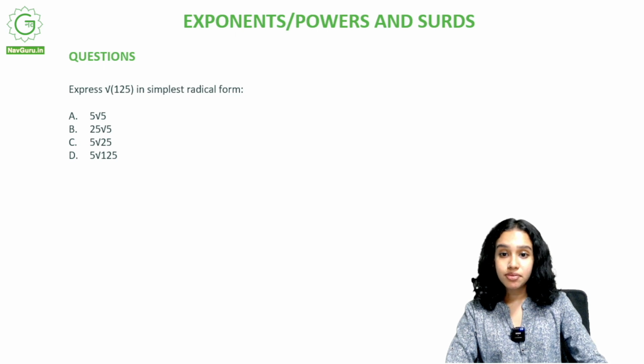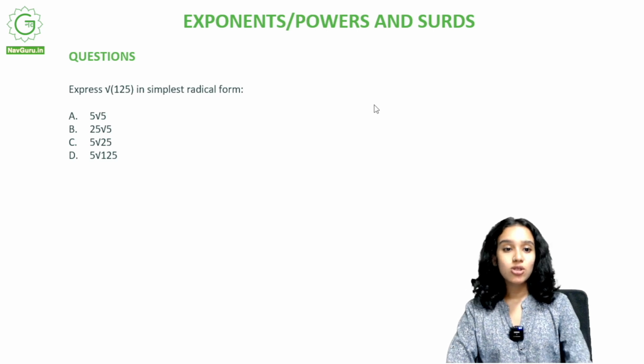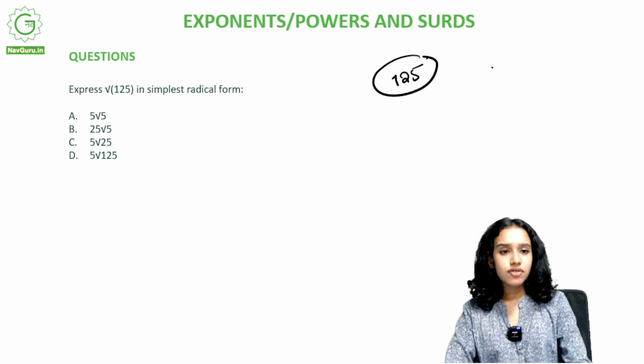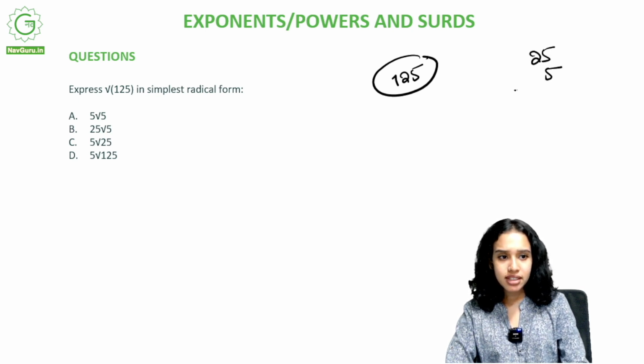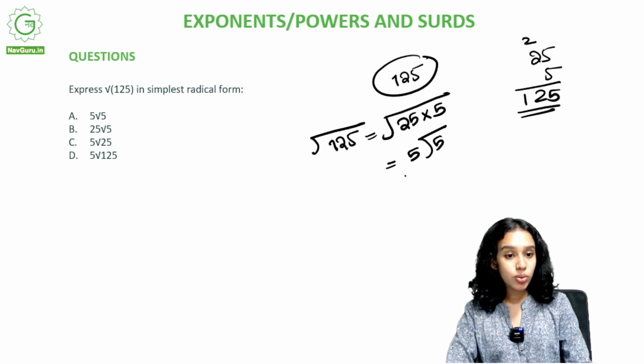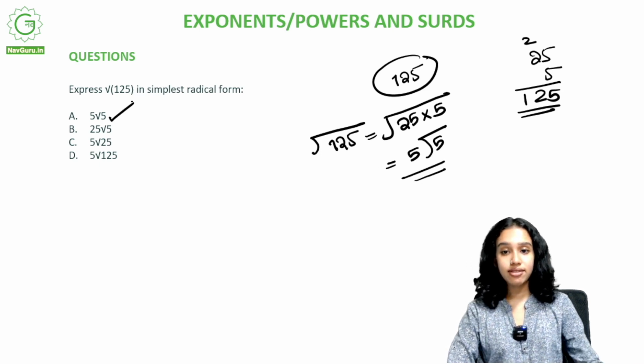Now moving on. Express root of 125 in the simplest radical form. How do we write 125? We could write 125 as 25 into 5, right? 5 5s are 25, 5 2s are 10 and 12 (that is, 125). So we could write root of 125 as root of 25 into 5. Now, what is root of 25? It's 5, and root 5 stays here. So we got the answer as 5 root 5.